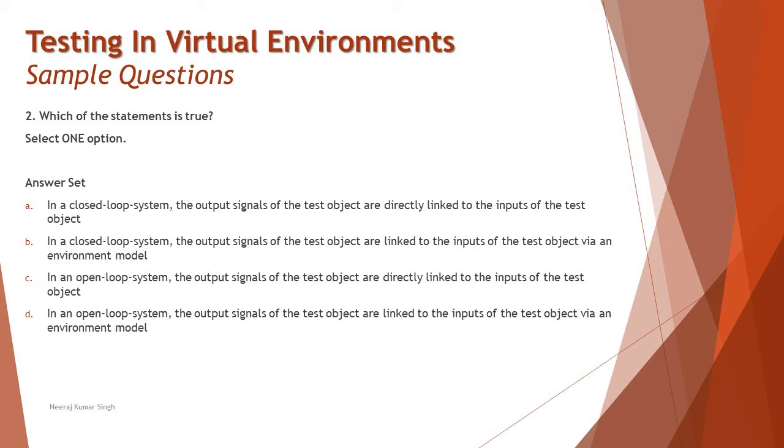And D, the open loop system: the output signals of the test object are linked to the inputs of the test object via an environment model. The statement is an extension of the answer, of course, and just describes the closed loop system. So finally coming to the right answer here, B, that is, in a closed loop system, the output signals of the test object are linked to the inputs of the test object via an environment model.